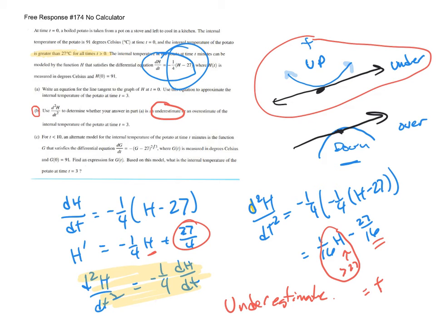So we're going to answer letter B by saying that we have an underestimate because we computed the second derivative, and no matter what temperature we plug in there, that value is going to be positive. So the function's concave up, and that means the tangent line comes in below the function. All right. We'll wrap this video up by attacking letter C on the next slide.